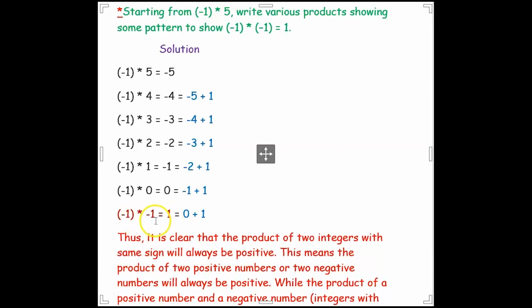So negative is multiplied 2 times, that is an even number of times. Or if you multiply 2 negative integers, we get a positive result. So it is positive 1. So we are adding 1 to 0. It is 0 plus 1.